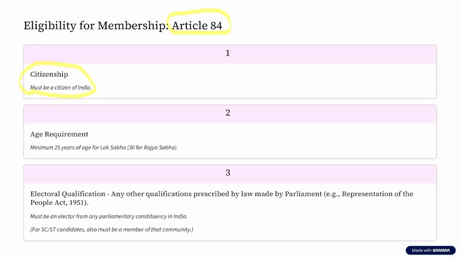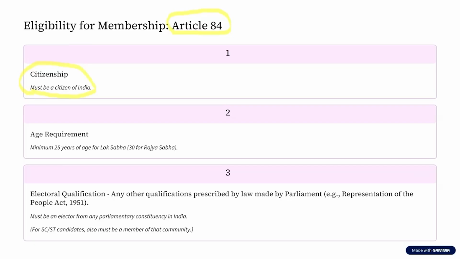What kind of citizen? Any kind of citizenship is fine, but he has to be a citizen of India. Can this person be a non-residential Indian citizen? Yes. Can this person be an Indian whose name is not found in the electoral list? No, that is not possible. He or she has to be the citizen of India.